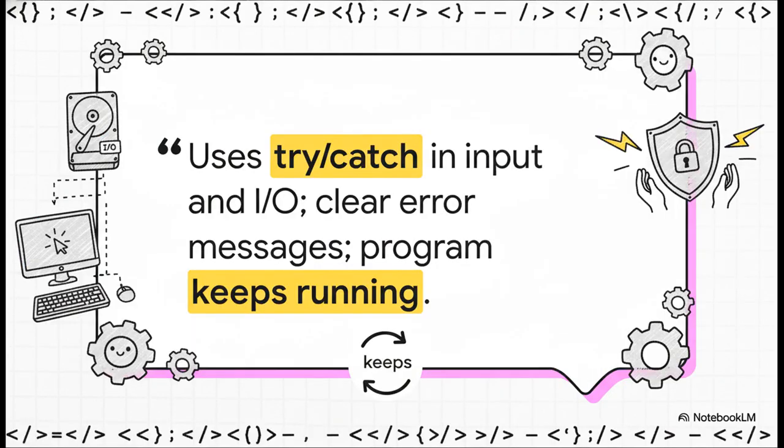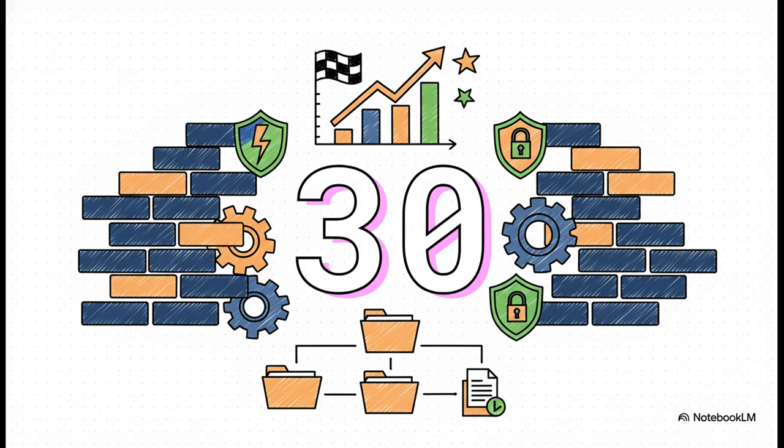And the rubric couldn't be any clearer about this. It spells it right out for you. You have to use try/catch for both your user input and your file stuff. You have to give clear error messages. And most importantly, the program has to keep on running. No crashing. Period. And please, don't just glance over this. A full 30 points are tied up in getting this right. Why? Because in the real world, users make mistakes all the time, and files go missing. Building software that doesn't break is a fundamental skill, and that's really what's being tested here.